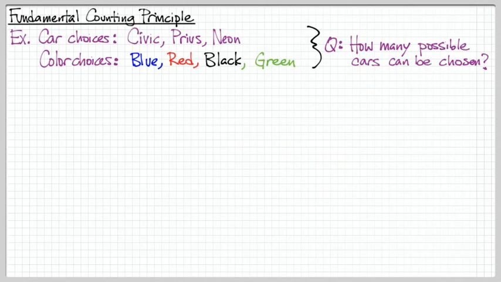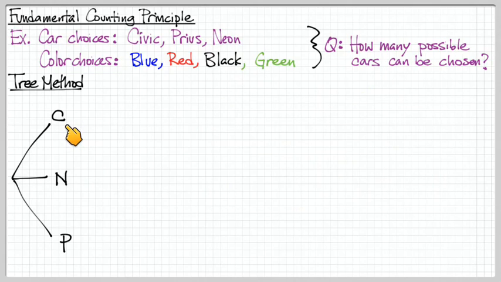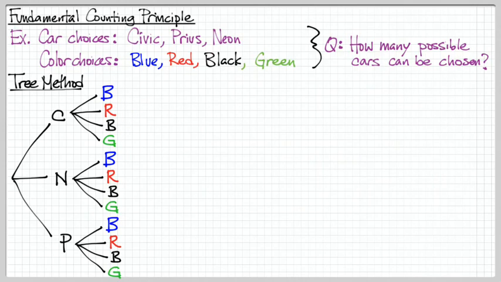Let's look at this. We have, say, 3 types of cars, and 4 different colors that we can choose. The question is, how many possible different cars can be chosen with these different colors? So we can think about it as a tree. We can choose a Civic, we can choose a Neon, we can choose a Prius. And for each one of these car choices, we can choose any one of the 4 colors. And we can replicate that for each of the 3 different cars. So altogether, if we count all of these up, we have 12 different choices of how we can select a car.